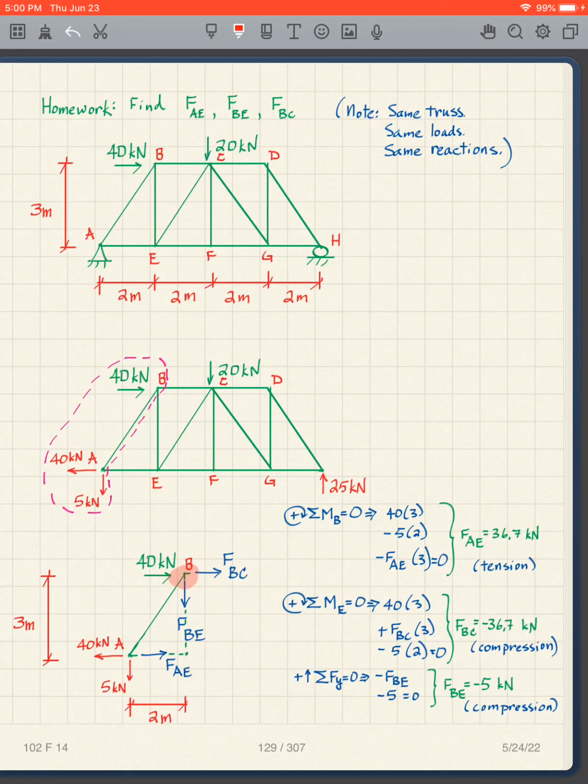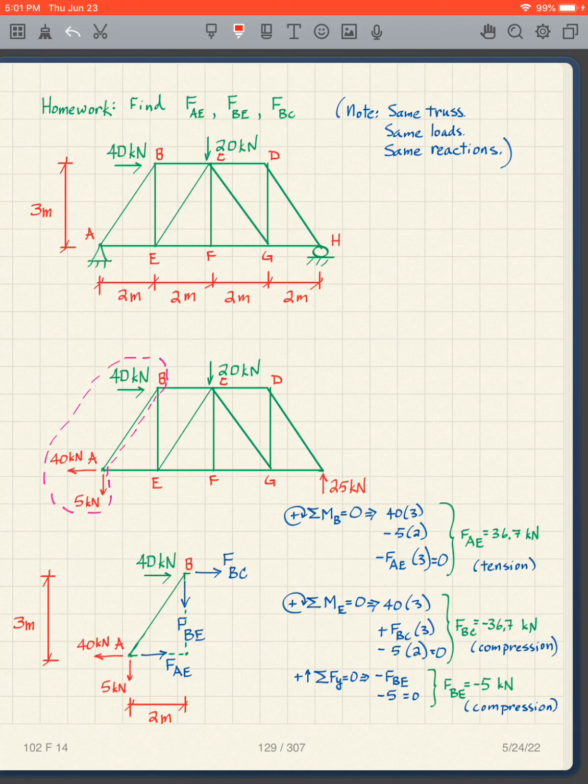So I'm going to have FAE times 3 counterclockwise. I have 40 times 3 clockwise, positive. I have 5 times 2 counterclockwise, so it's negative. Put it into these expressions, I solve for FAE, I get 36.7, it's in tension.